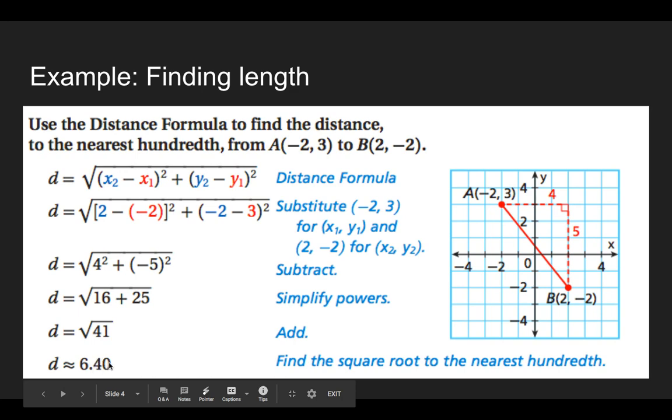Remember, this is the tenths place, this is the hundredths place. So it says round to the nearest hundredth, so that's actually what's been done here. If you're confused about rounding, now would be a good time to hit pause and ask your teacher to explain rounding to you, okay? So what we're saying here is that the length of the line segment AB, or the distance from A to B, same thing, is about 6.4 units, right?